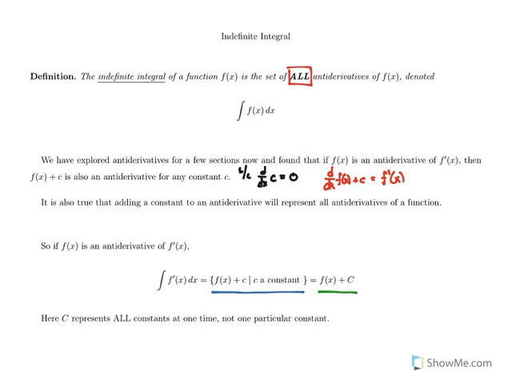So instead of writing brackets f of x plus c, little bar, c a constant like I have in the blue there, we're going to write f of x plus capital C. And capital C does not represent one particular constant. It represents all constants at one time. That's kind of a weird notation, but it's nicer to write that down instead of writing that set notation each time. So capital C represents all constants, and we're going to need that each time we take an indefinite integral, and we'll see some examples of that on the next page.